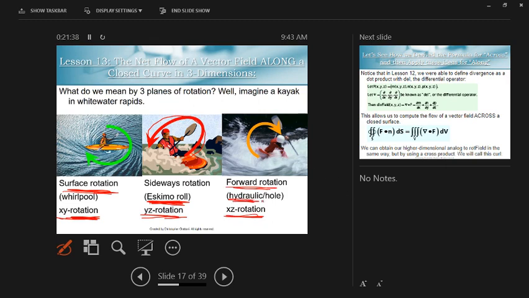And then the scariest one, this is really deadly if you get stuck in a hydraulic or a hole. That would be where there's a big rock underneath the river, and it's causing a forward rotation, and your boat gets stuck in an infinite forward rotation. People would drown to death from that.